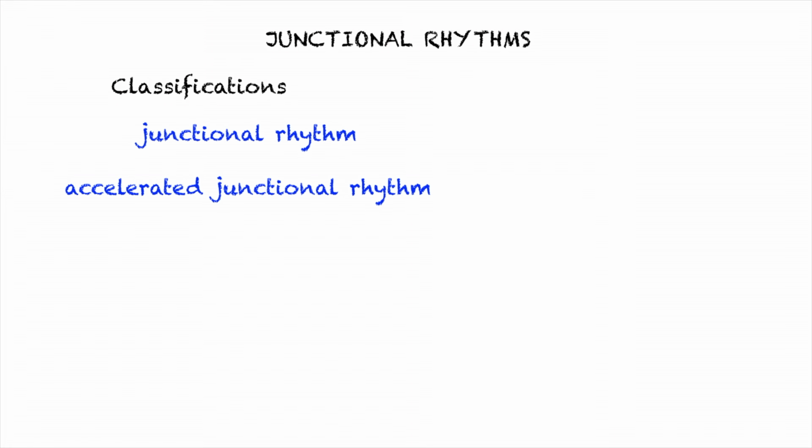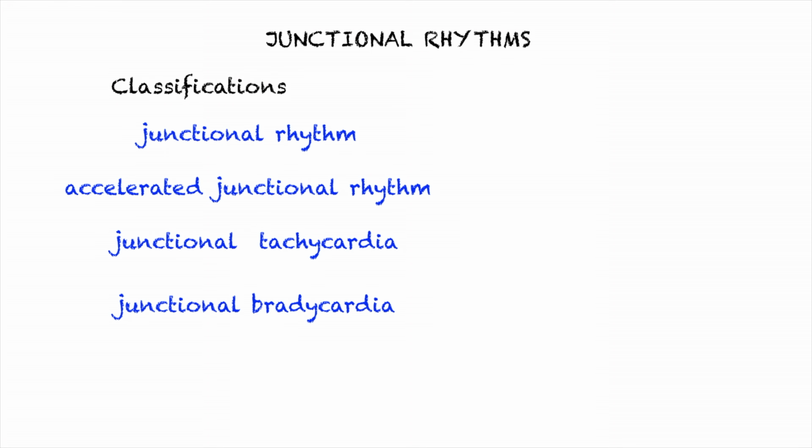Now, let us discuss the different classifications of junctional rhythm. These are your junctional rhythm, this is your typical junctional rhythm, the accelerated junctional rhythm, the junctional tachycardia, and your junctional bradycardia. Just a reminder, all of these have the same hallmark sign: either the P wave is inverted or absent. The only thing that will differentiate these from one another would be their heart rates.